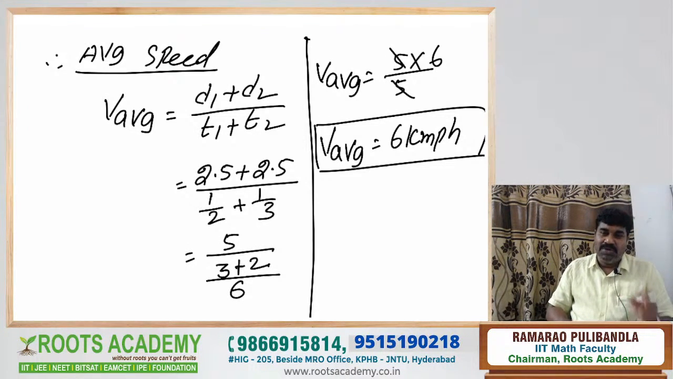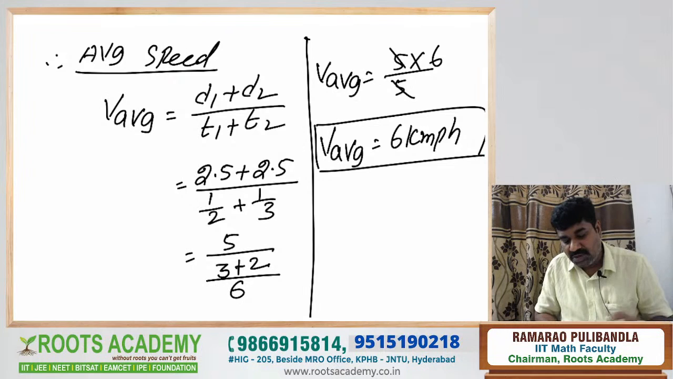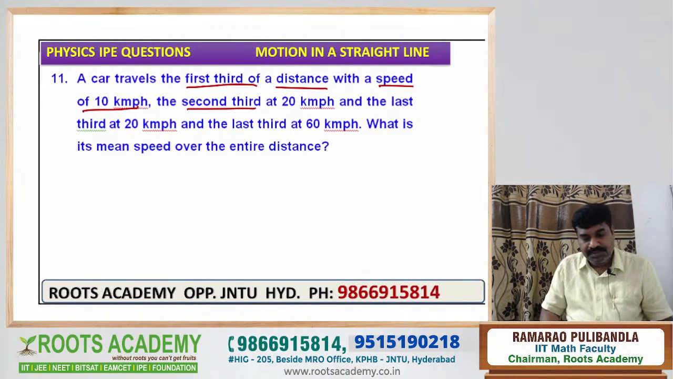Average velocity is equal to 0 because the total displacement is 0, so the average velocity is 0, and the average speed is equal to this value. Now we go for the next problem.